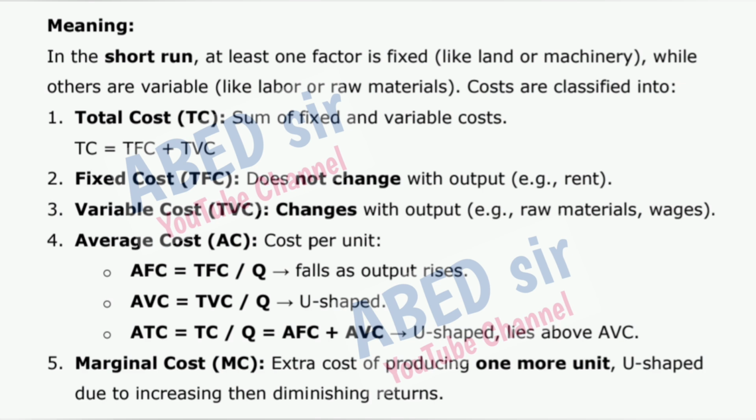AFC is equal to TFC/Q, falls as output rises. AVC is equal to TVC/Q, U-shaped. ATC is equal to TC/Q, which is equal to AFC plus AVC, U-shaped, lies above AVC. 5. Marginal cost, MC: extra cost of producing one more unit, U-shaped due to increasing then diminishing returns.